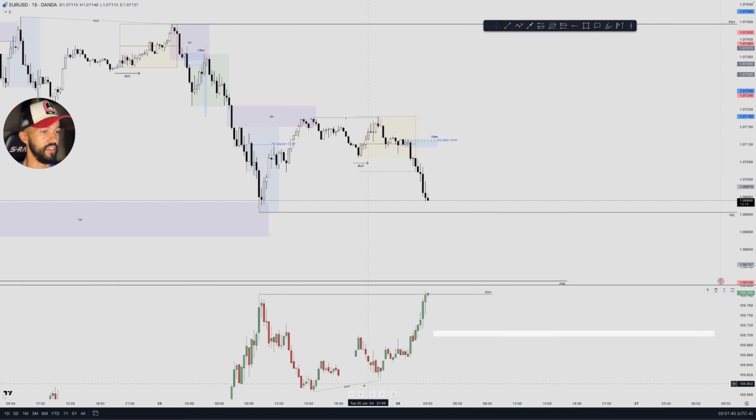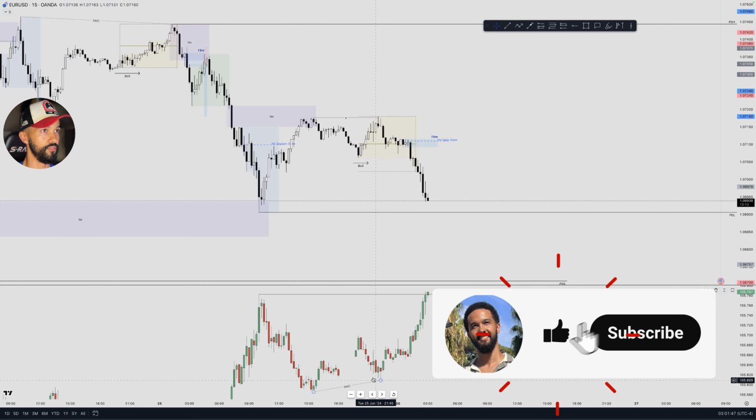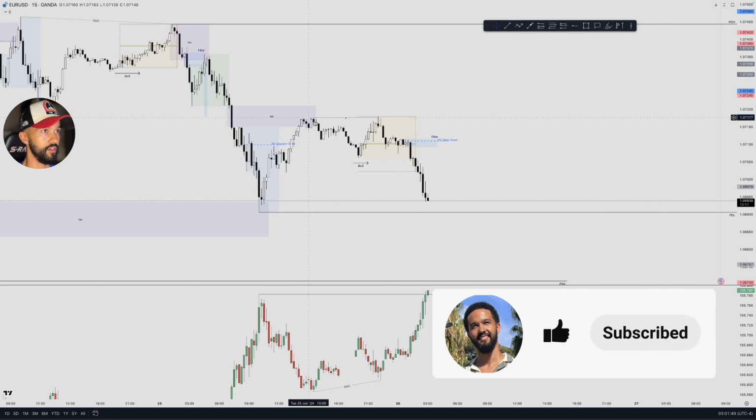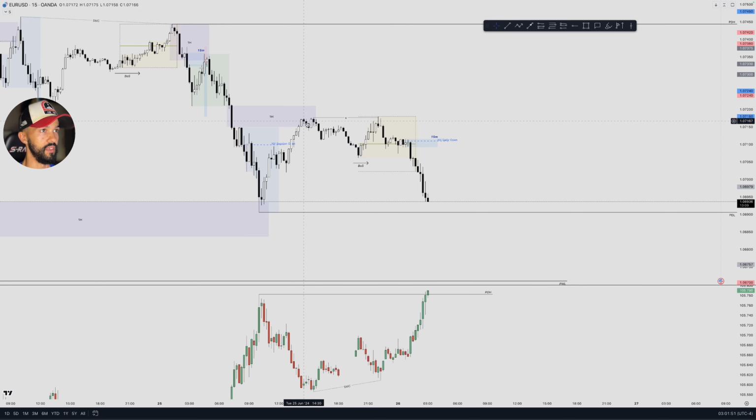So on the M15 now, we see that SMC divergence very clearly from that Asia spike above the evening New York price action.